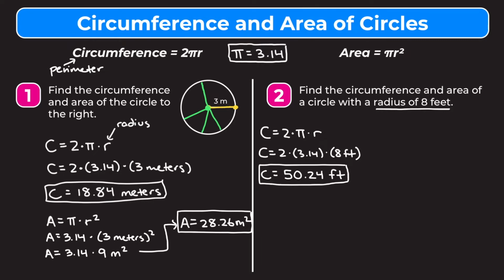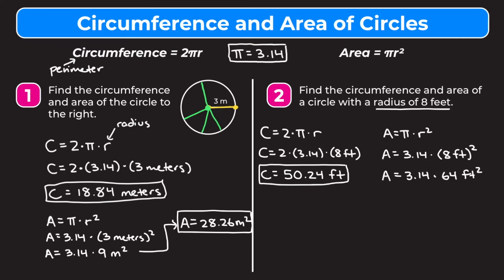Over here on the right, we'll do the area. So area is equal to pi times r squared. So again, pi, we're going to use 3.14 times our radius of 8 feet squared. So we need to square that whole thing. And now we're going to simplify that 8 feet squared. So we're going to keep 3.14. Squaring a number just means multiplying it by itself. So 8 feet times 8 feet is going to give us 64 feet squared.